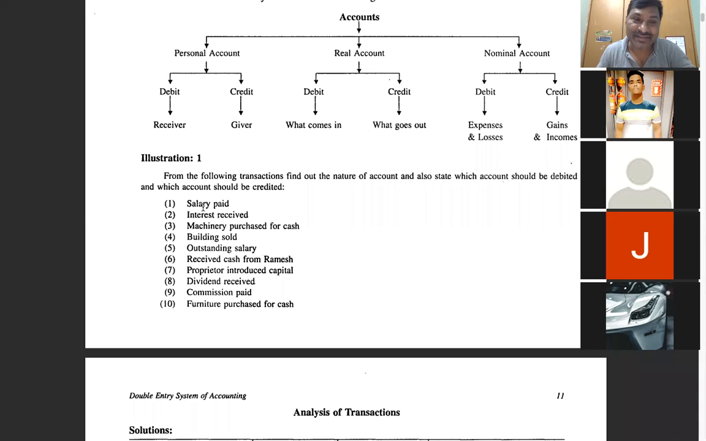Then there is the salary aspect of the same transaction. What is salary? An expense for the company. All expenses and incomes come under nominal account. What's the rule for nominal account? Debit all expenses and losses, credit all incomes. Since it is an expense, we debit it. Salary account debit to cash account.